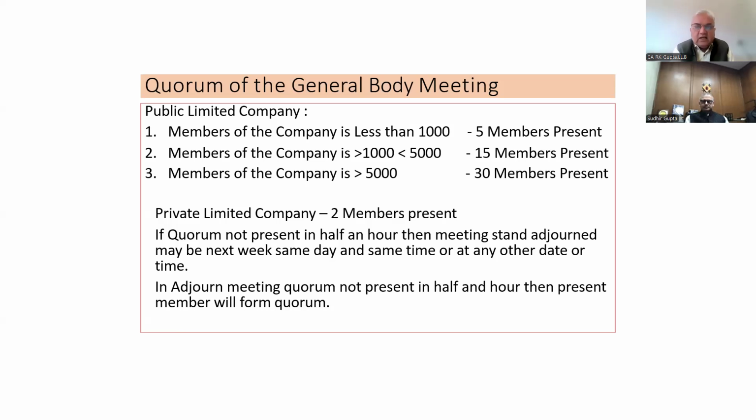Actually, members are those persons whose name is entered in the register of members. So there is a register of members. If your name is entered in the register of members, then you are a member. Otherwise, you are a shareholder. Suppose you buy the shares from the public and you have given it for transfer, then you are a shareholder, but you are not a member. And there is a provision for closing of the members register also, normally before declaration of dividend, because some cutoff date has to be there. So for a private limited company, 2 members present.